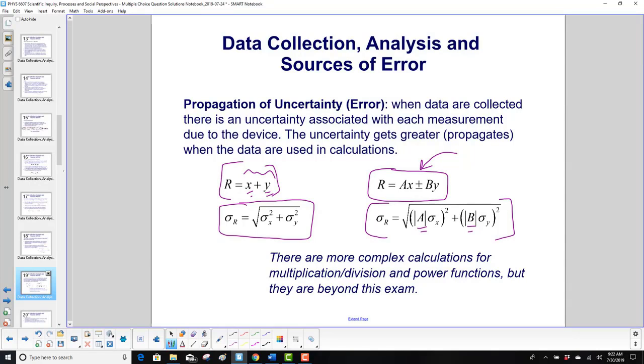There are more complex calculations when you multiply and divide and have power functions, but we're not going to cover that here. You can look those up on your own if you'd like. We're just taking the very simple case here.